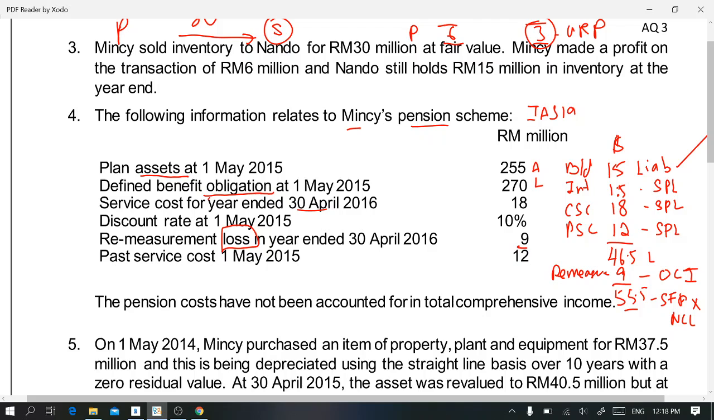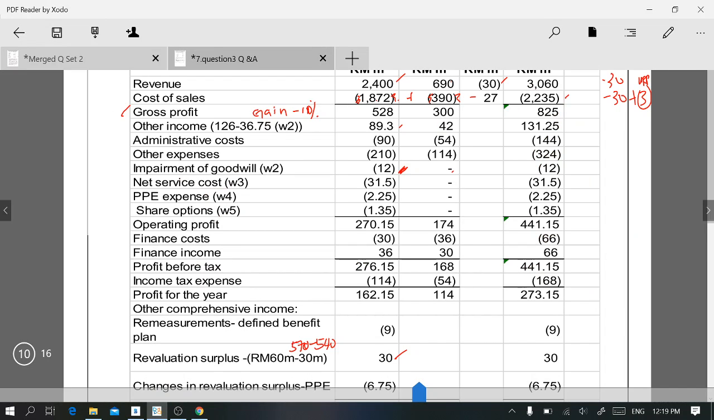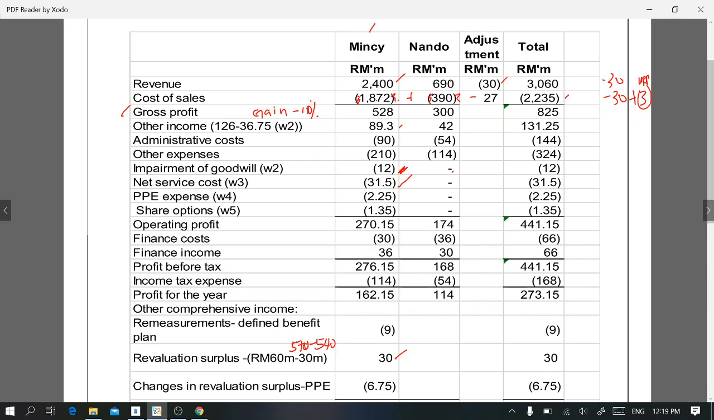So what we are doing here is for SPL. This one will go to SPL. Total will be 31.5 SPL expenses, and 9 will go to OCI. 31.5 net service cost to SPL. Whereas for the 9 we go to other comprehensive income, OCI.